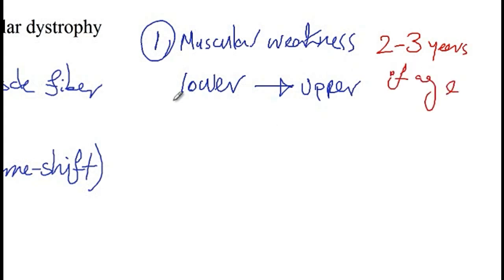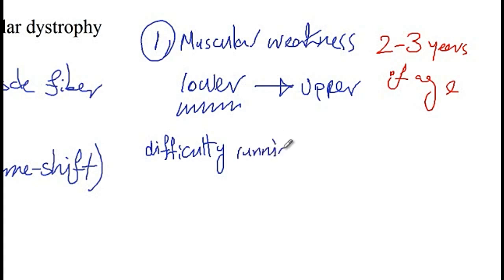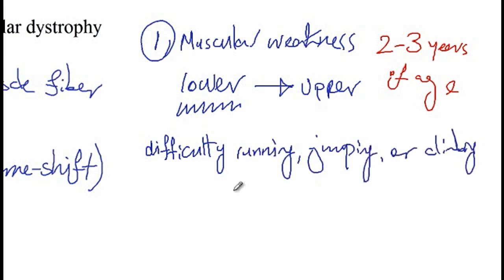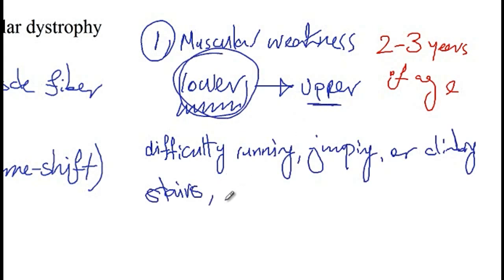Now, since these patients are initially affected in the lower extremities, therefore they would have difficulty running, jumping, or climbing stairs. In addition, again, the lower part is more affected than the upper part. So when they want to stand up from a sitting position, they would use hands to stand up. And this is referred to as Gower's sign.